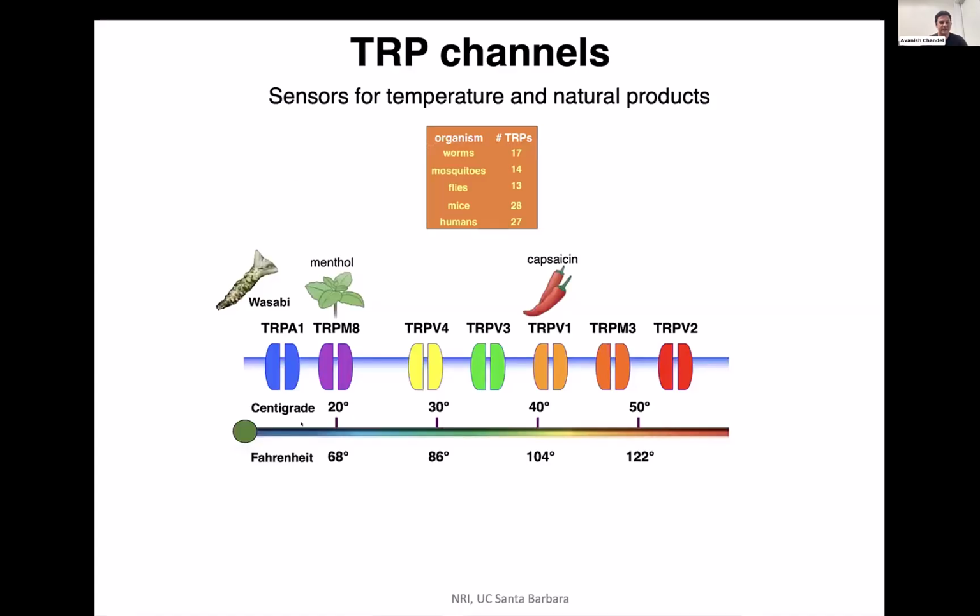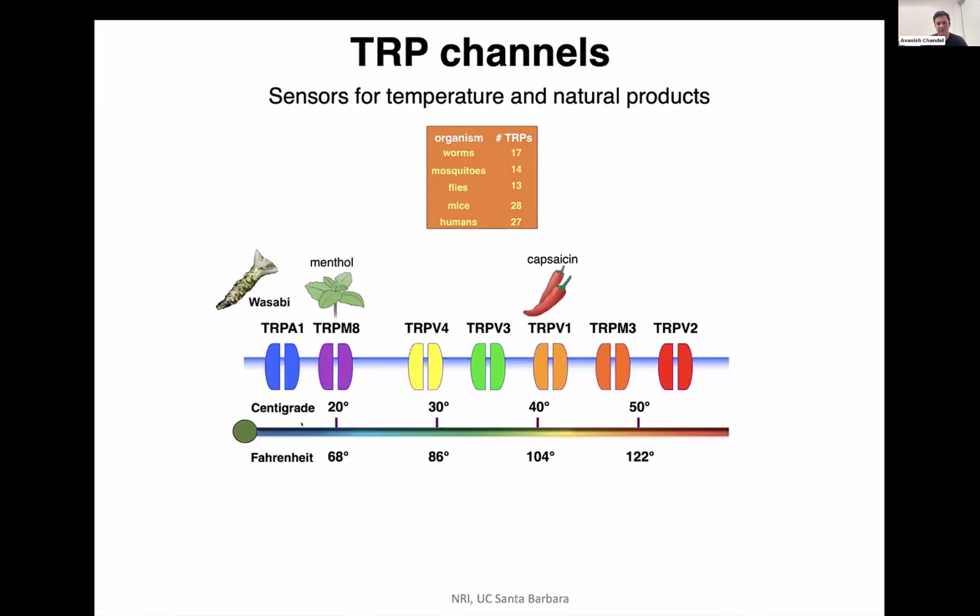TRP channels are the sensors of temperature and natural products, and these are a conserved family of ion channels, which are found across many organisms from yeast to humans. These channels play a role in detecting a wide range of environmental cues, including temperature, chemical signals, and mechanical stimuli. These channels are critical for sensory perception, and they allow organisms to respond appropriately to changes in their surroundings.